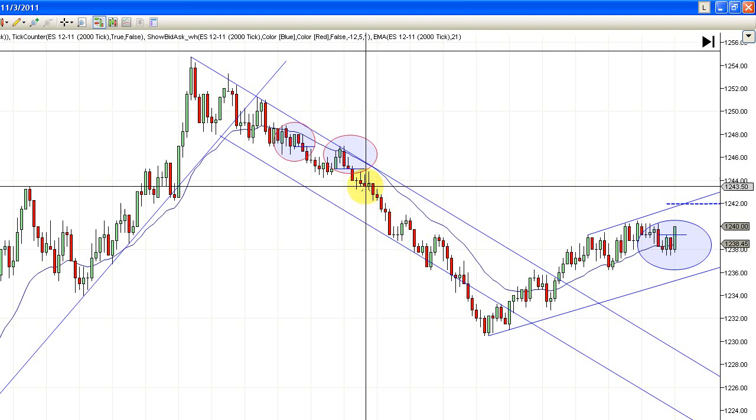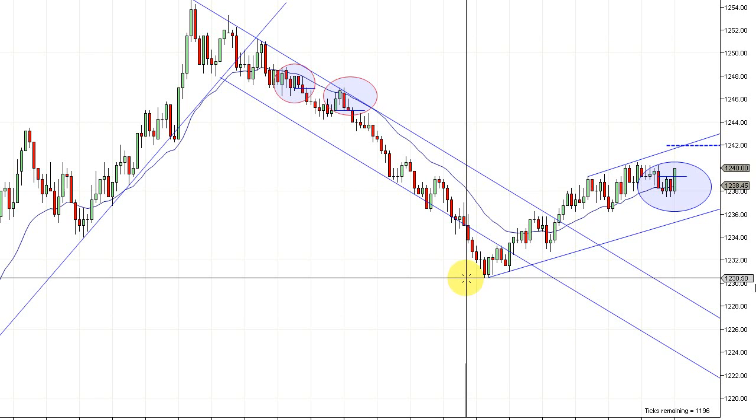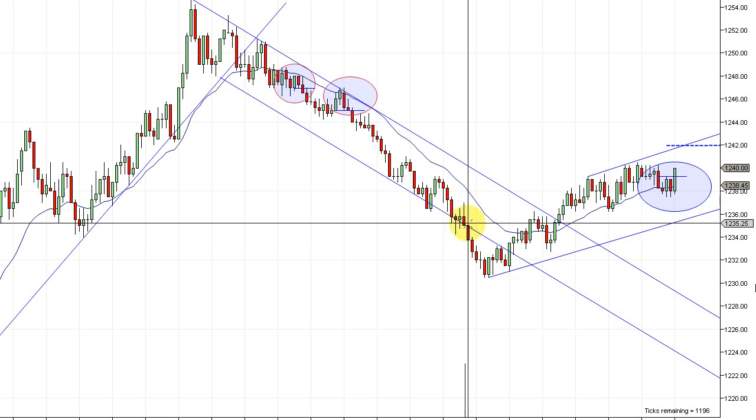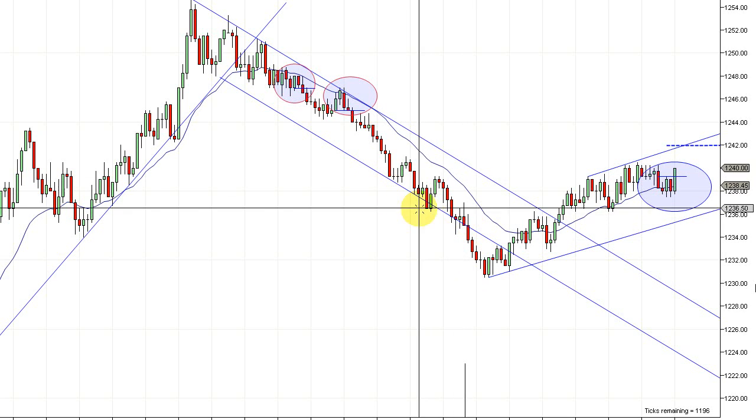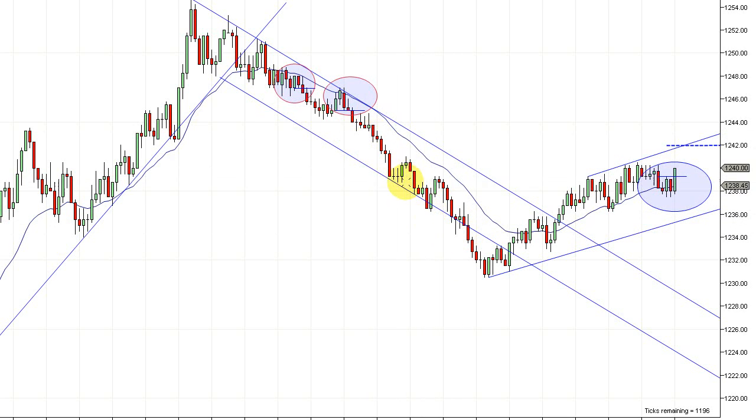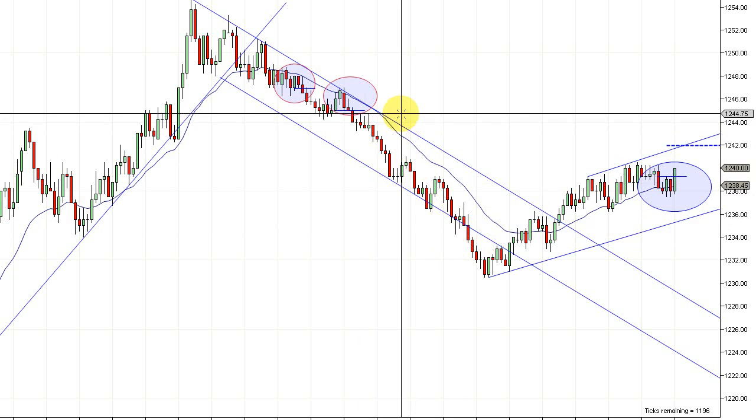This time your runners would have been good, and they would have been good all the way to 30 1/2. And at the very least, if you'd exited on any of these touches, you would have got anywhere from 3 to, how many points is that?